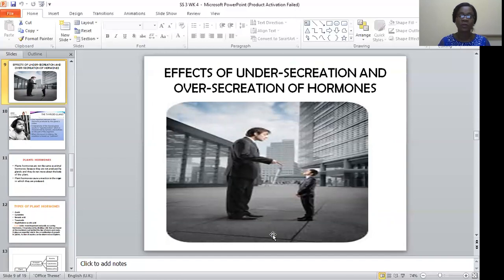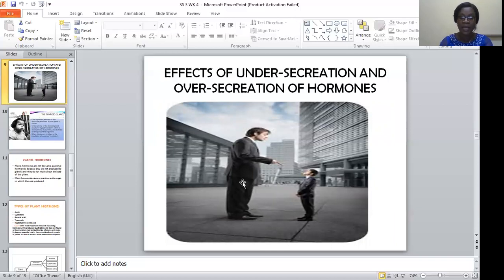Let's see the effects of some hormones that are under-secreted and over-secreted. Like I mentioned earlier, if hormones are not properly in place in our body, it will cause one defect or the other. And if the secretion is too much, it also causes one defect or the other. That is why hormonal balance needs to be in place. Once the hormone system in our body, especially during reproduction in male and female, is well balanced, their offspring will be of perfect condition. But if it is over-secreted or under-secreted, it will lead to one defect or the other.